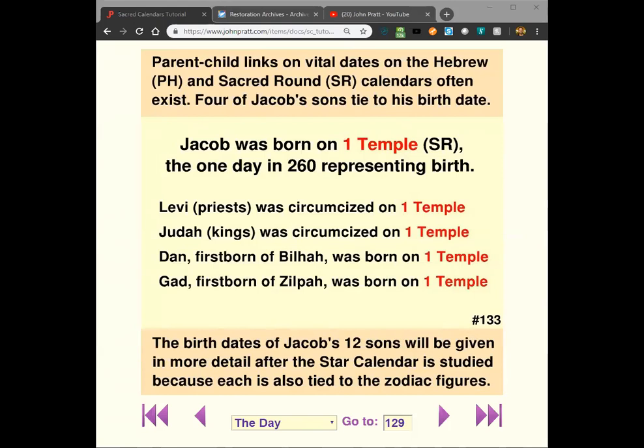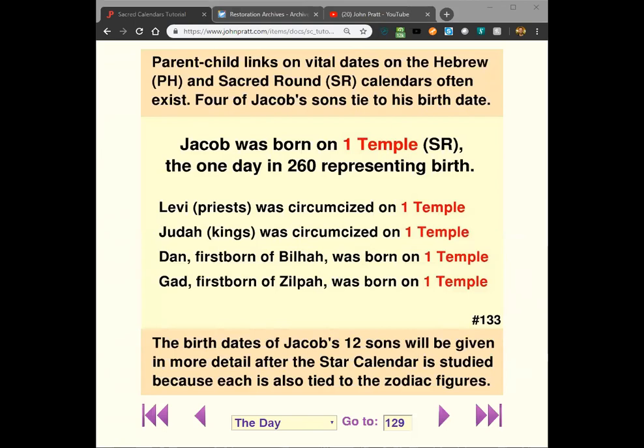4 of Jacob's sons. Now look at this. 4 of his sons tied to his birthday on the sacred round. He's born on 1 temple, and that's the 1 day in all 260 days that represents birth. Temple is the body, so it's the first day you get your temple. Levi and Judah are both circumcised on that day. But Dan and Gad, who are the 2 firstborn children of the 2 handmaids, Bilhah and Zilpah, both of the firstborn handmaiden children are born on 1 temple.